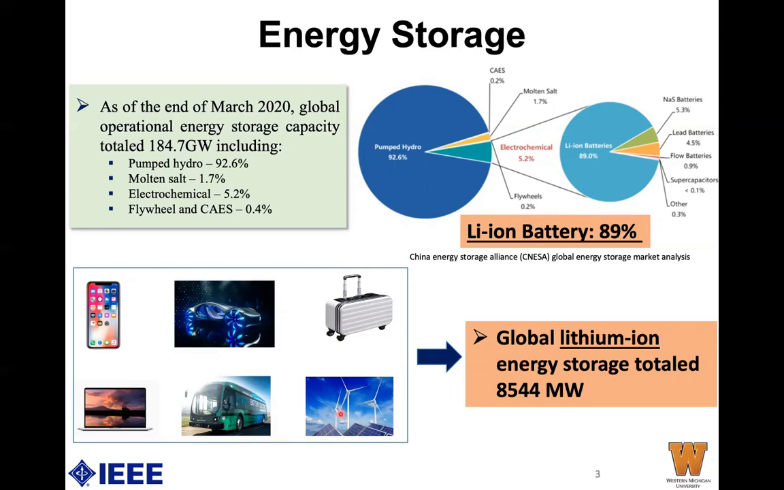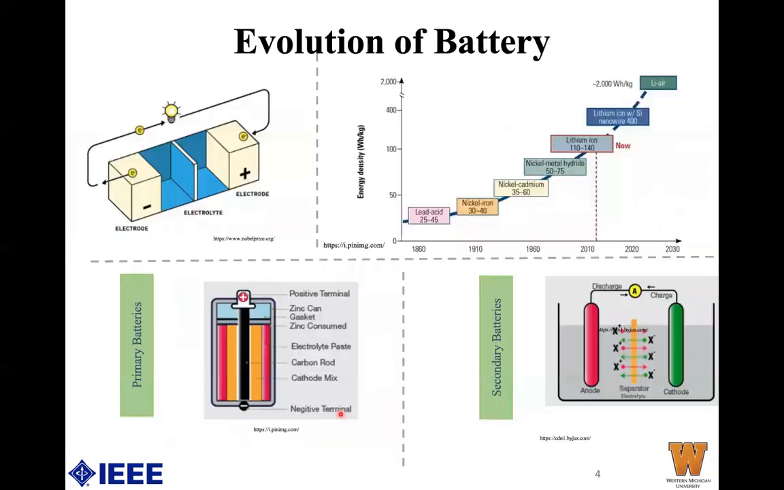Let's discuss in detail about batteries. So, what is a battery? It is an electrochemical energy storage device that has two electrodes, namely anode, the negative electrode, and cathode, the positive electrode. Flow of electrons and charged ions between these two electrodes through the electrolyte provides electric current that can be used to do work. Batteries are generally divided into two types, primary batteries and secondary batteries.